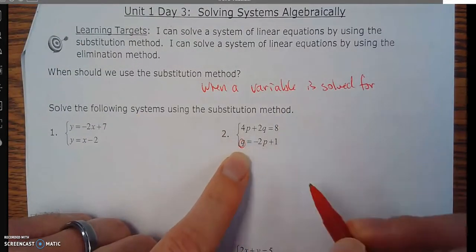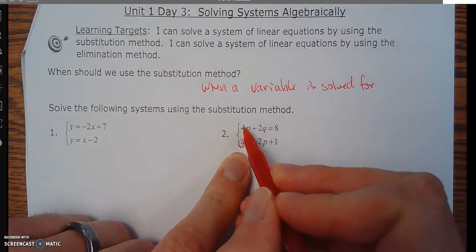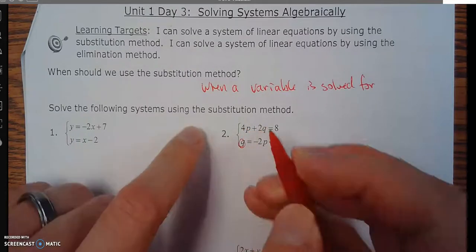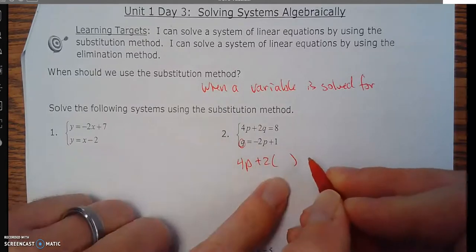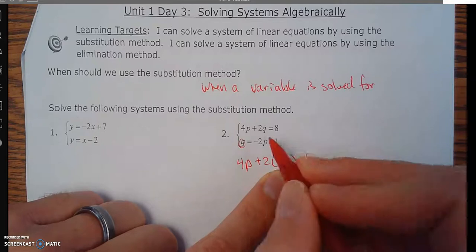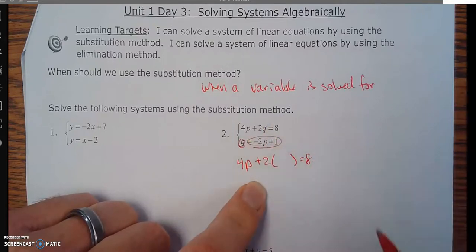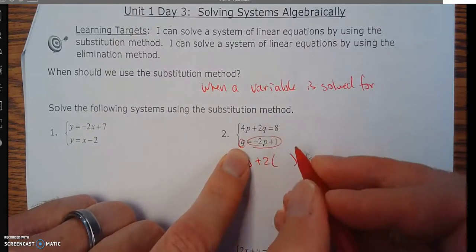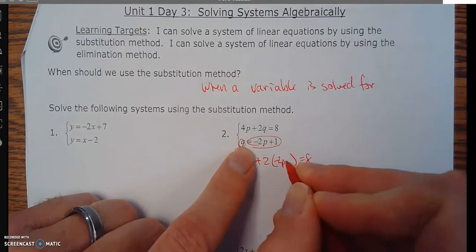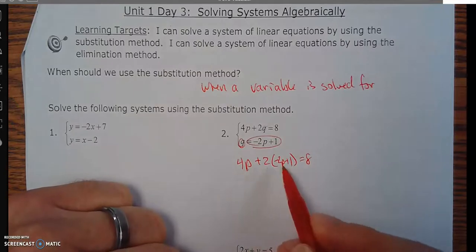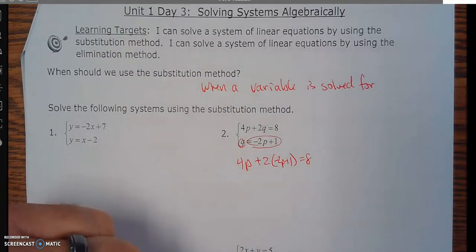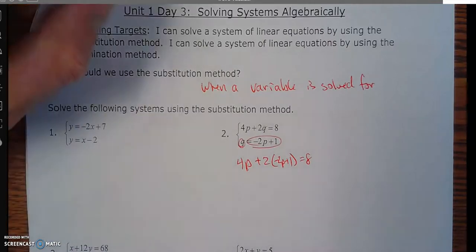I've got q by itself, so I'm going to take the other equation. Where q is, I'm going to leave a space. So 4p plus, space, equals 8. I'm going to take q out and put what q equals. So q got kicked out, and negative 2p plus 1 got put in its place. Notice there's just p's left. There are no q's left in this equation, and I can solve for p. If there's one variable, I can get an answer for that.